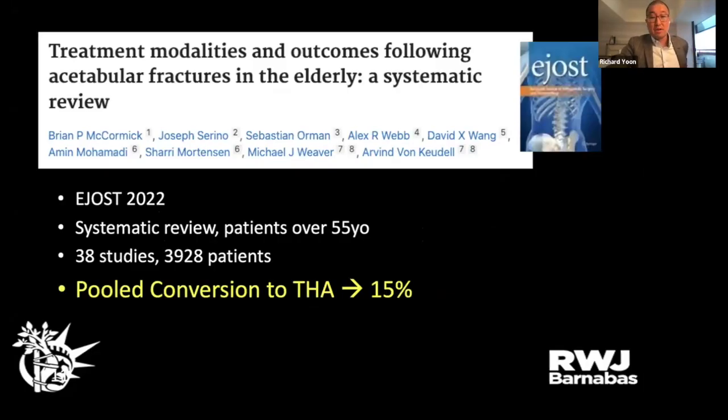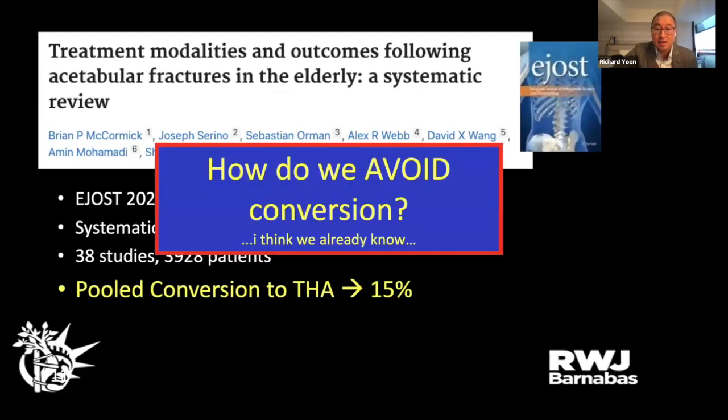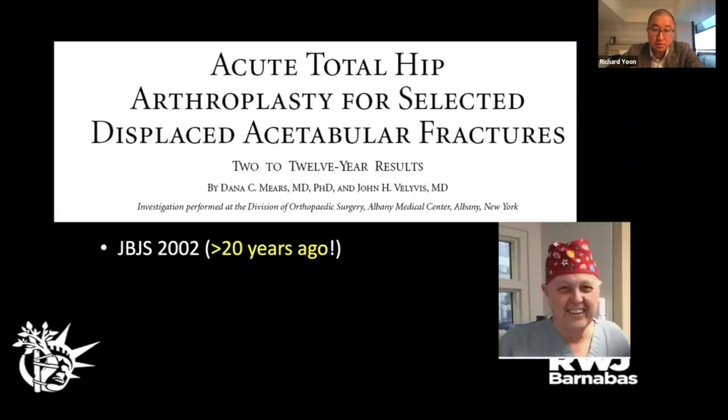38 patients, almost 4,000 patients. Pooled conversion to THA risk was 15%. So really the question that comes up is, how do we avoid this conversion? Because a lot of these patients in general are getting older, they're on blood thinners, they're getting sicker. You want to avoid that second surgery if you can, because it is more complex than a primary total hip. And I think we already know the answer to this question.